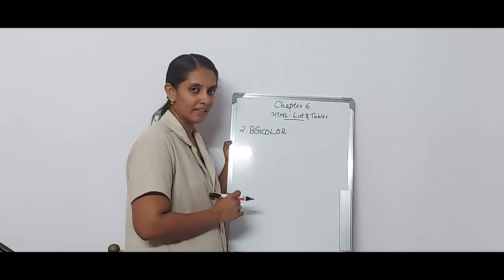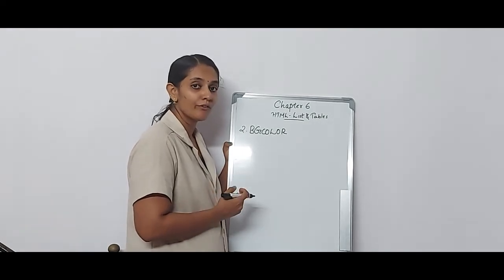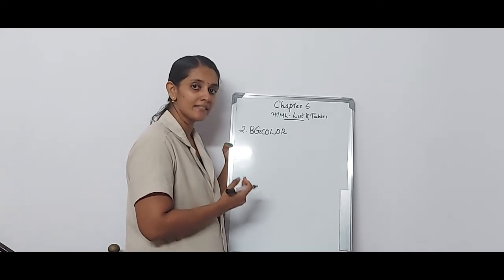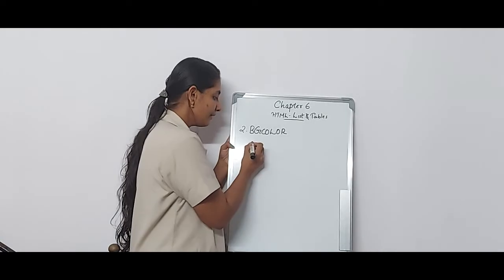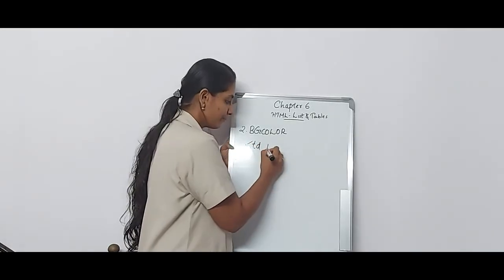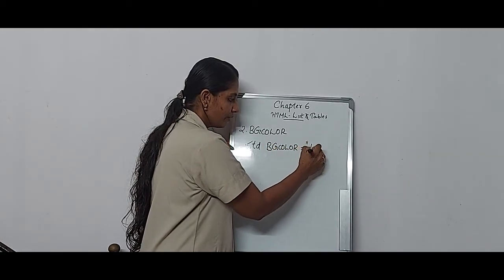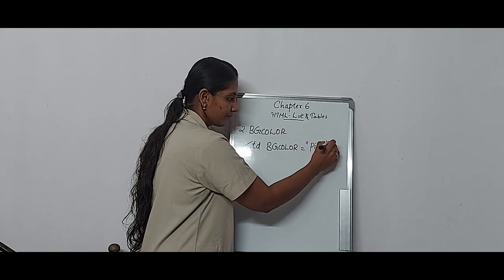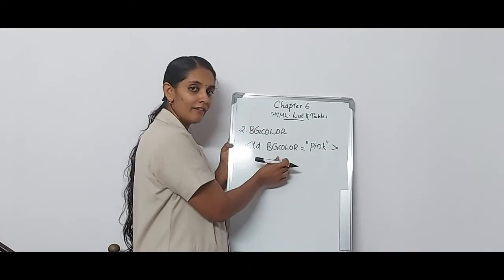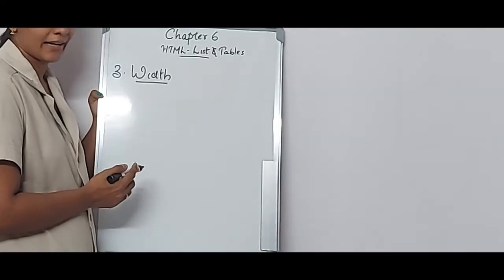Next is bgcolor. Bgcolor attribute is used for giving background color for an individual cell. For example, you can write like this: td space bgcolor equal to pink, so that particular cell will get the background color pink.